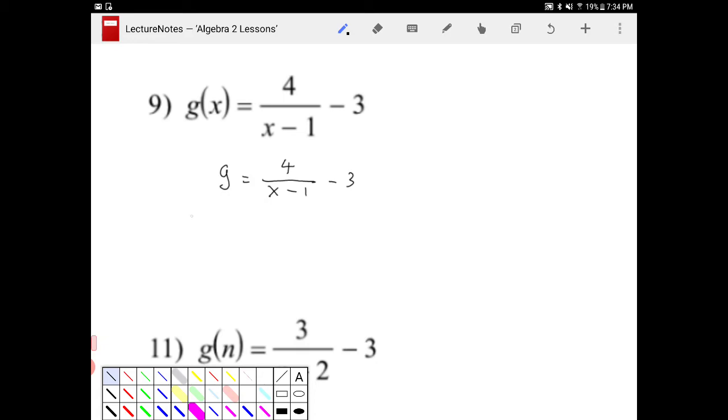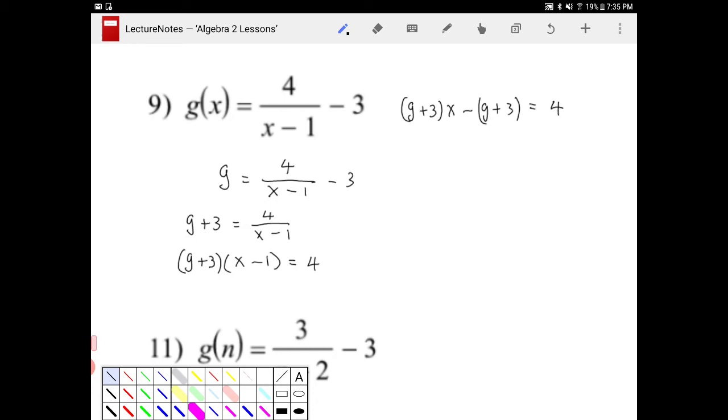So I add 3 to both sides. I'm going to multiply both sides by x minus 1. I'm going to try to get the x out of the denominator so that I can then isolate it. So the next step would be (g plus 3) times (x minus 1) is equal to 4. I'm going to strategically distribute the g plus 3. So I will end up with (g plus 3) times x minus (g plus 3) times 1, right? And the right-hand side is still equal to 4.